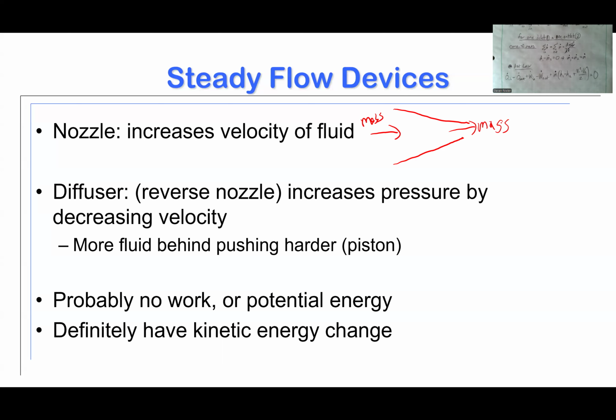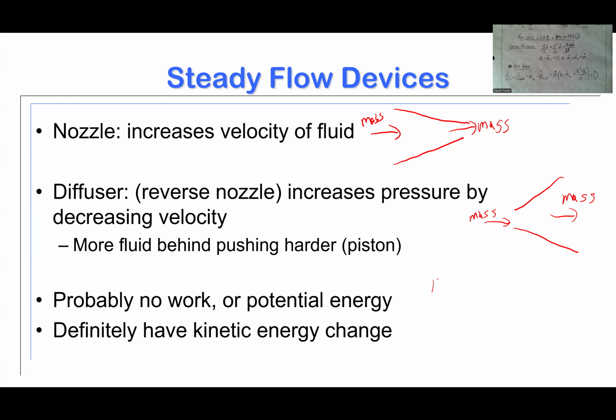That would be a nozzle, where it goes down to a smaller cross-sectional area at the outlet, where a diffuser is kind of the reverse of that. A diffuser would be where I've got mass coming in, and it's basically the reverse of a nozzle. It's going out into a larger cross-sectional area, right?